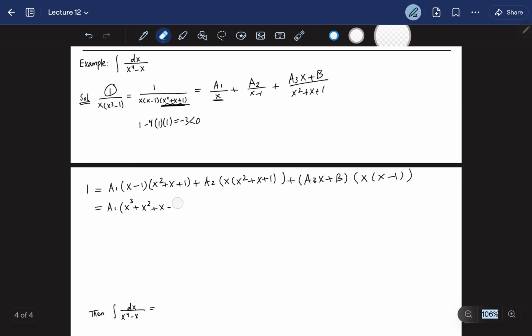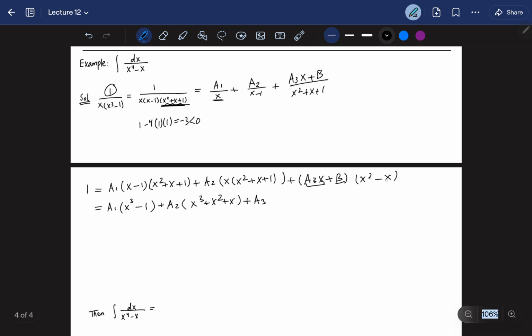Or actually, this is just x squared minus 1 because it's the factor. This is just x cubed minus 1, then plus a2. Then here, what I'm going to do is multiply this with this, and then this with that, without distributing a lot. So here, this thing I can write as, just for simplification, x squared minus x.